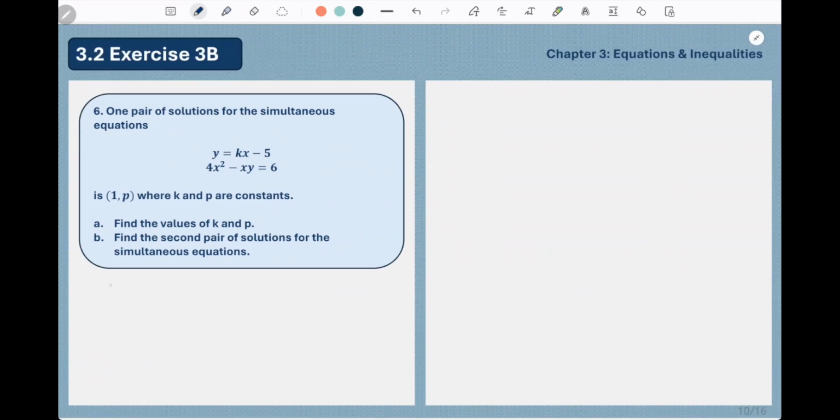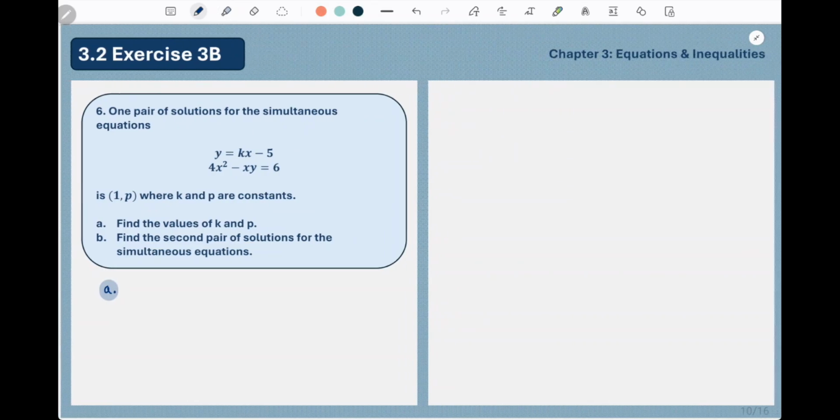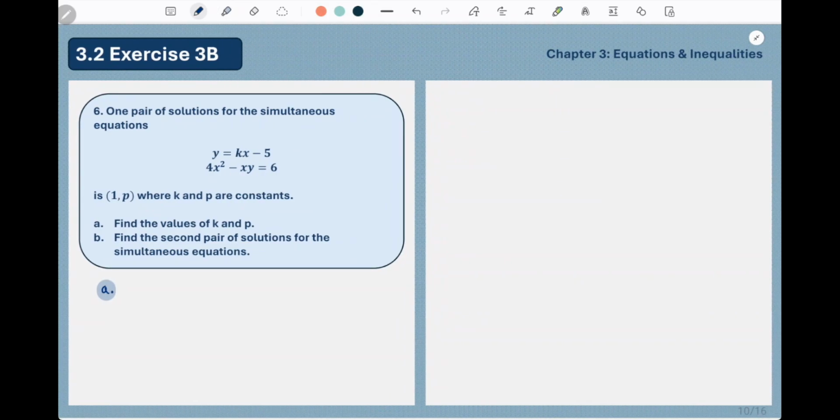So let's focus on part A and then deal with part B, in which we will find the other pair. Find the values of k and p. Looking at it, I can't quite figure out how I'm going to find it, but I know this important information. So what I'm going to do first is substitute those values into the simultaneous equations.